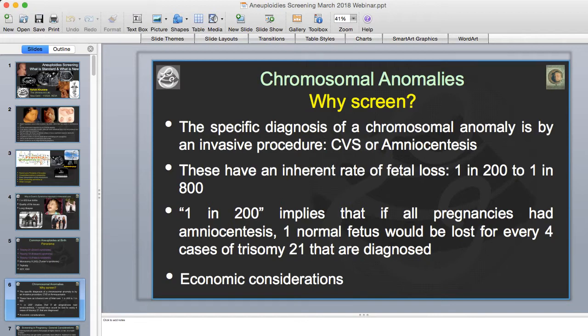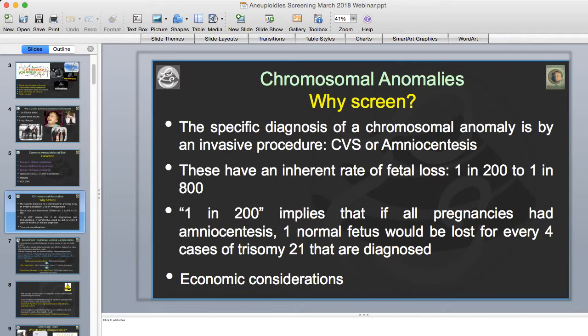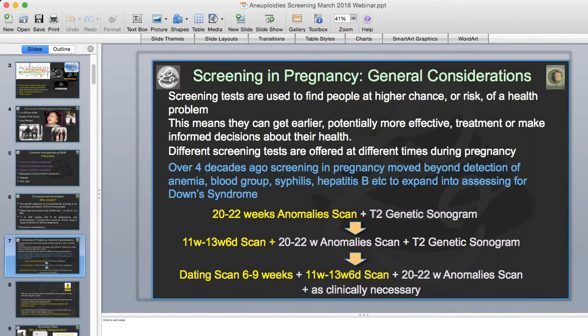And of course there are economic considerations. Even in the most advanced of economies, we do understand that we cannot afford to do an amniocentesis on everybody, and therefore we go into screening. And when we go into that process, we realize that there is a method by which we can do this. Screening tests, as you know, are to find people at a risk. This means that they can get earlier, potentially more effective treatment and make informed decisions.